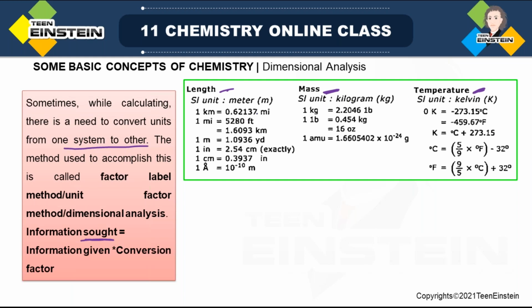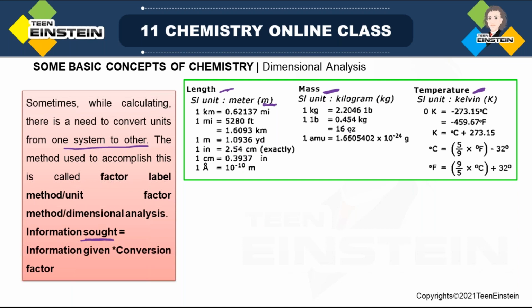Fine. So all are in SI. So the SI unit is meter. Now 1 kilometer, if we want to know it in terms of miles, the value is 0.62137. Similarly, 1 mile is 5280 feet, or it is 1.6093 kilometer. Now in this way, if you look at these values, they are actually conversion factors.